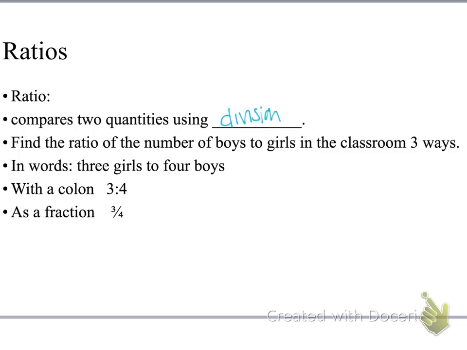Okay, so we could also use words. Find the ratio of the number of boys to girls in the classroom. In words, 3 girls to 4 boys; with colons, 3 to 4; as a fraction, 3 over 4. So there are different ways to write ratios. We see them in all of these ways.